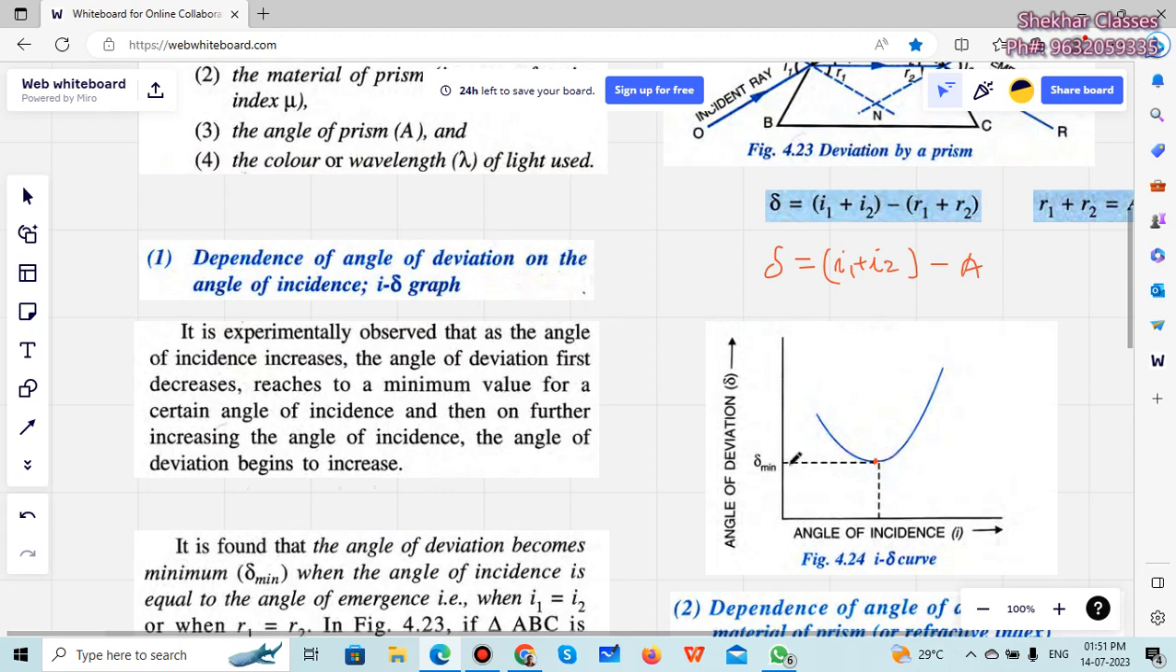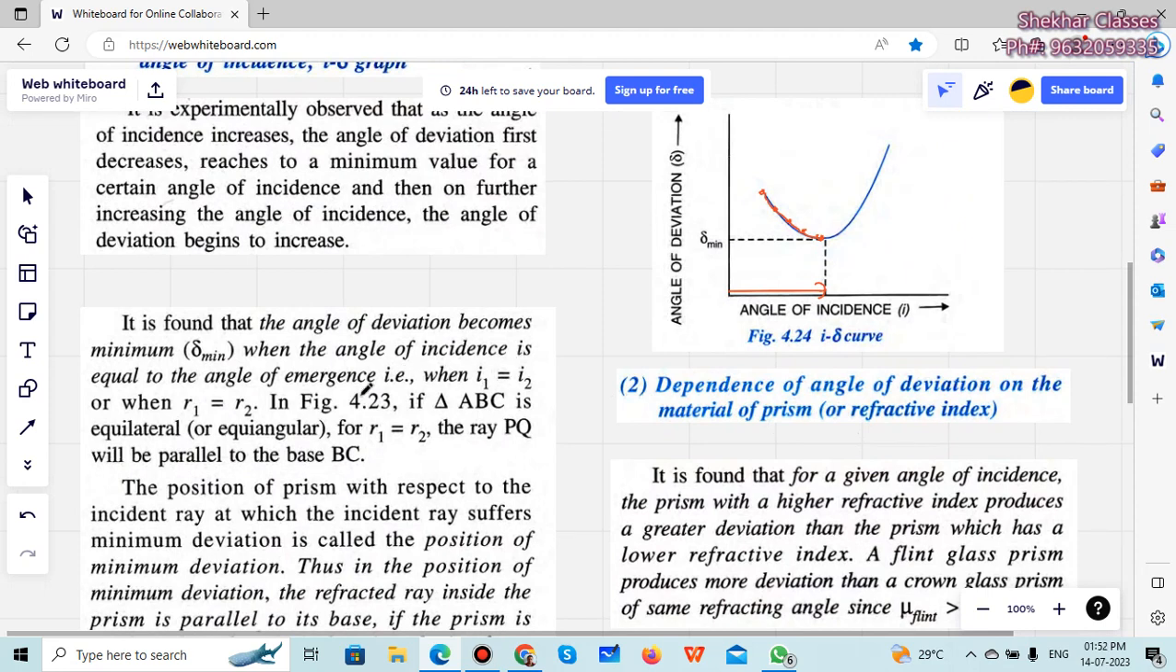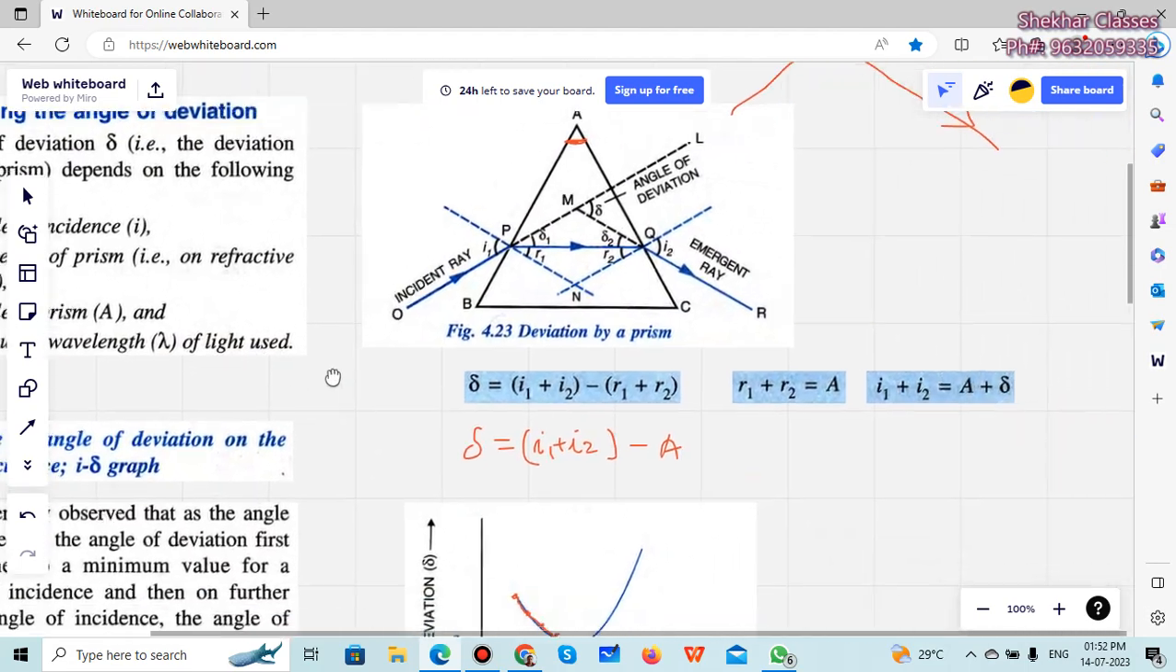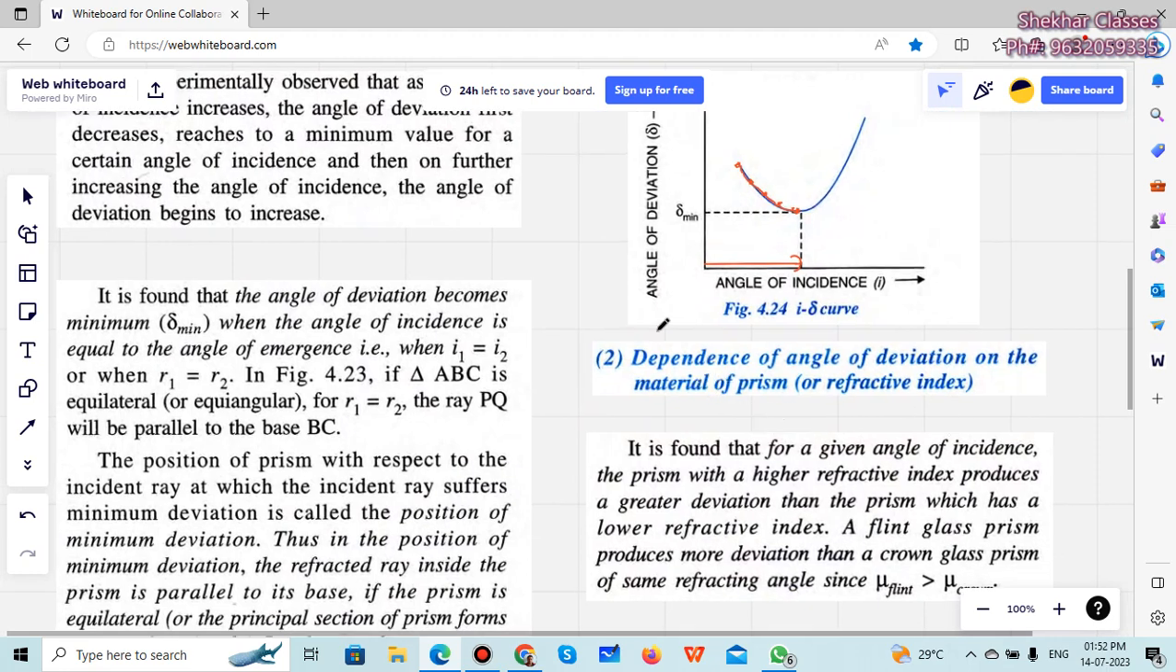So we call this point the minimum deviation point. See, the angle of incidence is increasing in this way and the deviation is decreasing: the value is more, less, less, less, the least here. And we call that the minimum deviation. Then after that, as the angle of incidence increases, the deviation will increase. Is that okay? It is found that the angle of deviation becomes a minimum when the angle of incidence is equal to the angle of emergence, right? So what is delta minimum? It is when I1 is equal to I2. When I1 is equal to I2, then the deviation is minimum.